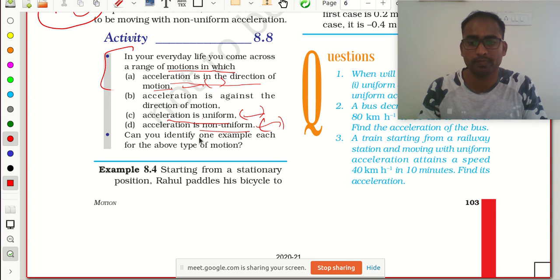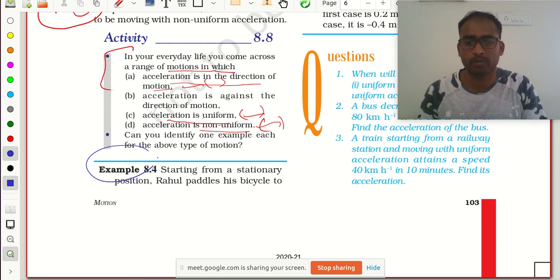We discussed these two, and please think about them after this class. Okay. Here we will solve one example problem.